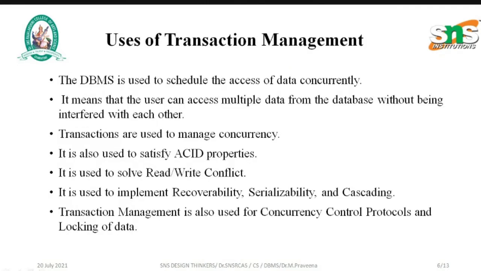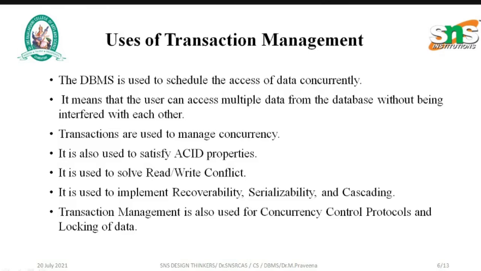Next, let us see about the uses of transaction management. The database management system is used to schedule the access of data concurrently. We will use data concurrently, that is continuously. It means that the user can access multiple data from the database without interfering with each other. That is, multiple data from the database can be easily taken with the help of this concurrency. So transactions are used to manage the concurrency. It is also used to satisfy ACID properties.